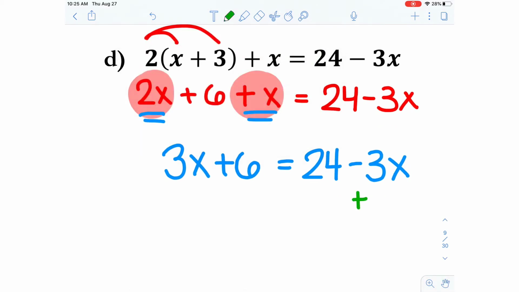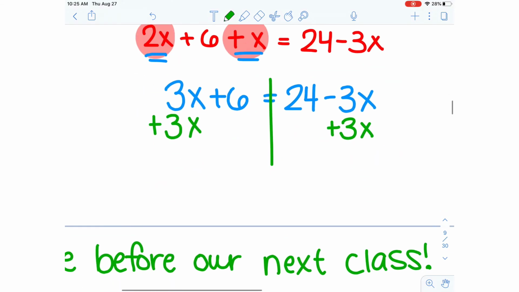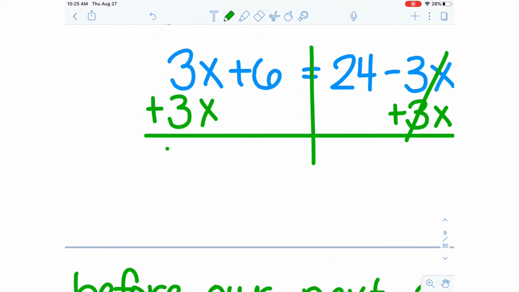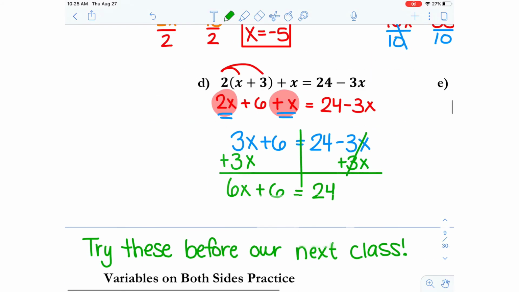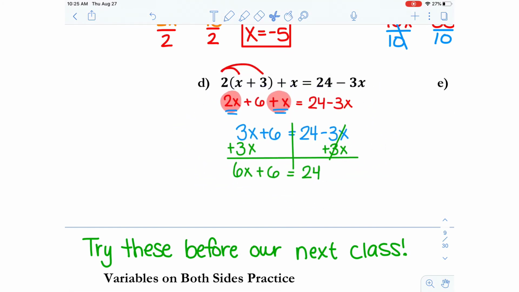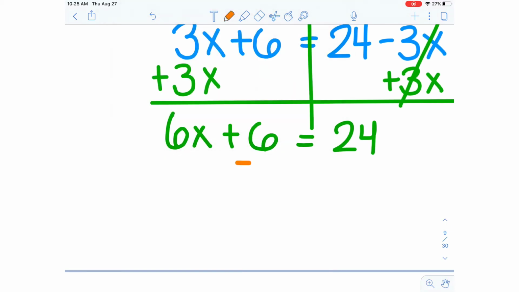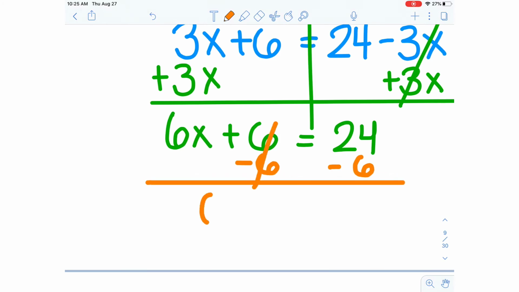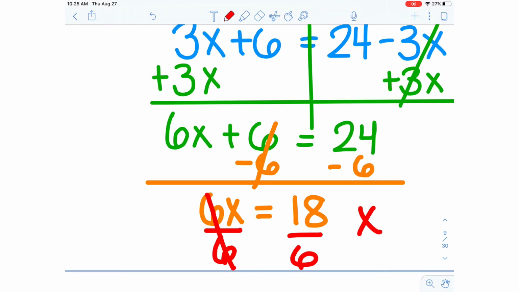All right, next step. I'm going to bring this 3x over to the left. So now I'm adding over. Why? Because these x's are on opposite sides. So 3 plus 3 is 6x plus 6 equals 24. Let's keep going. I'm just going to shrink my work down a little bit so it all can fit. Perfect. Now I will subtract over 6. So I get 6x equals 18. And last step, divide by 6, divide by 6. We get x equals 3.